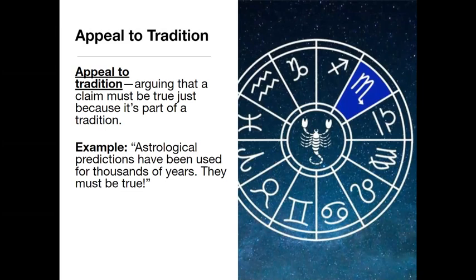An example would be something like, well, astrological predictions have been used for thousands of years, so they must be true. Or horoscopes have been viewed for thousands of years, so obviously there must be some truth to it. No, right? Not necessarily. Just because something has been a part of a tradition doesn't make it true. It could just mean that we've gotten used to it.